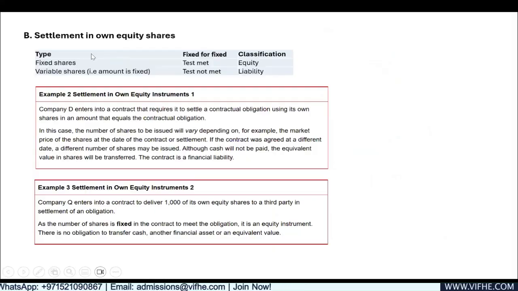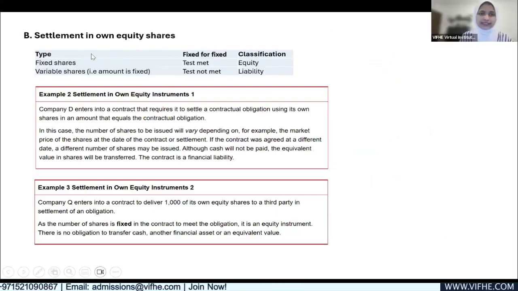No problem. Now we're going to go to the next topic here, settlement in own equity shares. There are so many times where organizations, instead of making payment in cash for the obligation that they have, will choose to make payment in their own equity shares. So they will issue shares. Now, here, what does IAS 32 tell you?